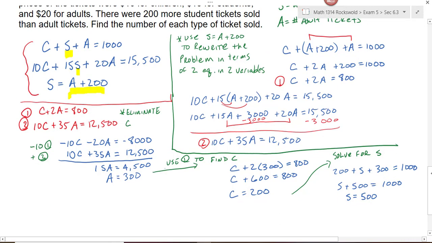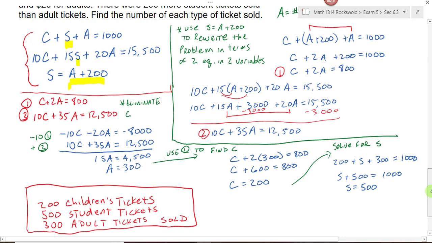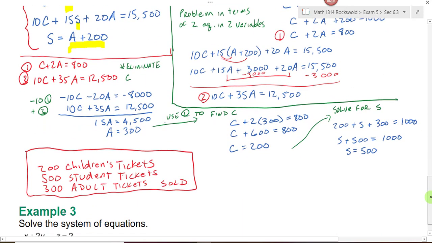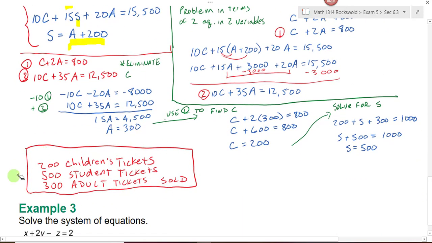What that means is, for this particular event, I sold 200 children tickets, 500 students tickets, and 300 adult tickets. So for this particular problem, your first step was to identify your variables, then write your system of equations based on the information in the problem, solve your system of equations, and then write your final answer in terms of the information presented in the problem.